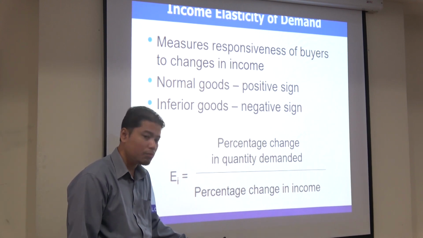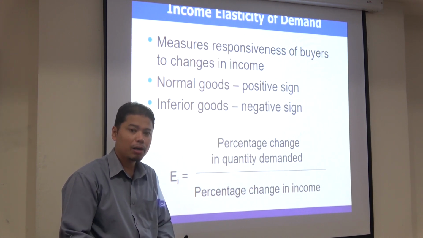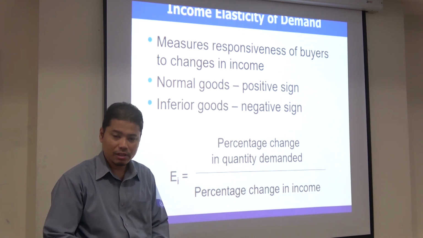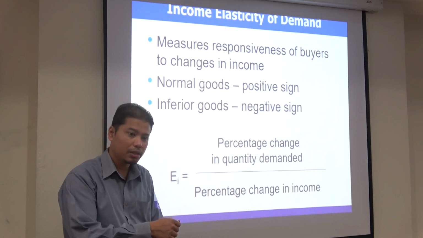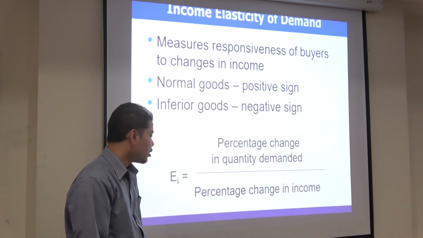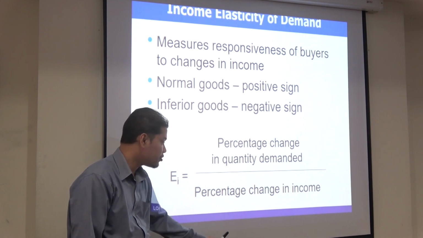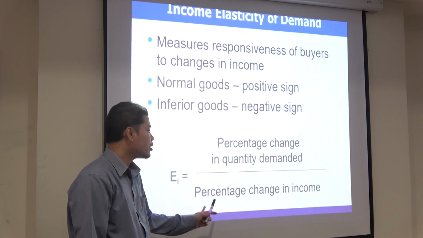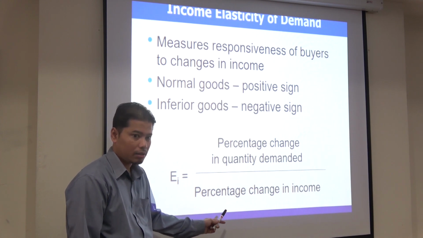When the income of the consumer increases, you have more purchasing power, you are more able to buy goods and services. Now you are buying normal products instead of the cheaper inferior products. So as a result, whenever the income of the consumer increases, a positive change in income, the quantity demanded for inferior goods will be lower.